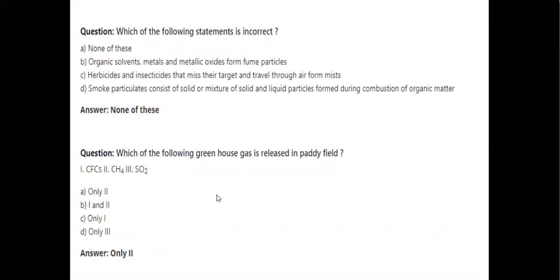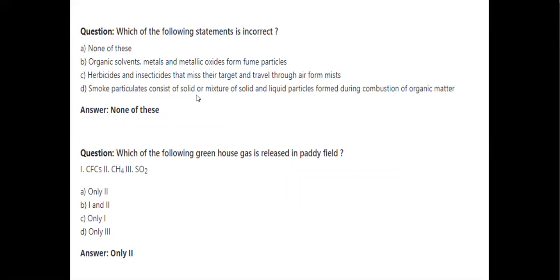It is slightly acidic. Which of the following statements is correct? Organic solvents, metals, and metallic oxides form fume particles. Herbicides and insecticides thus miss their target and travel through air in the form of mist.